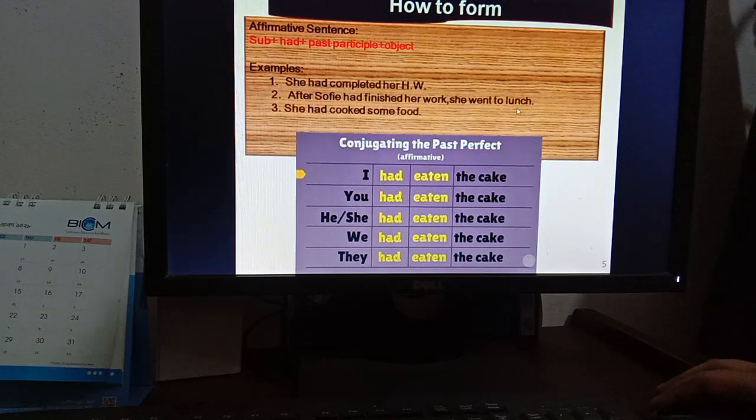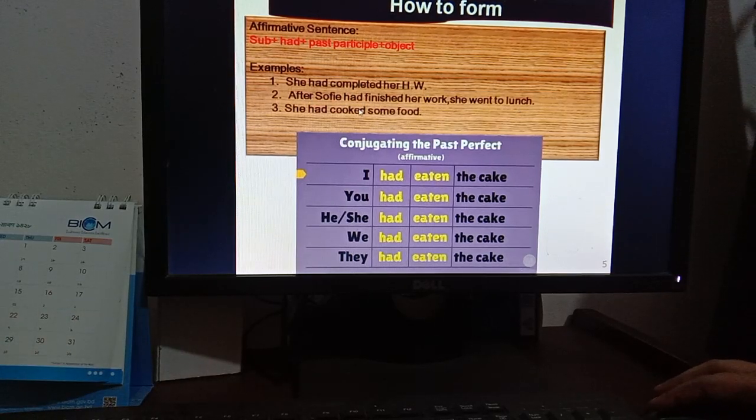Now number 2, after Sophie had finished her work, she went to lunch. So you can see in number 2 there are two actions. So sentences can be like number 1 or can be like number 2.